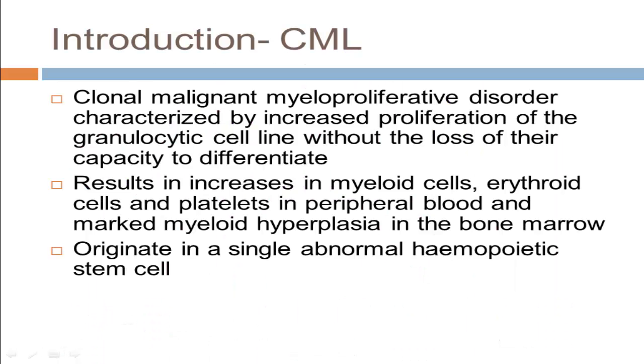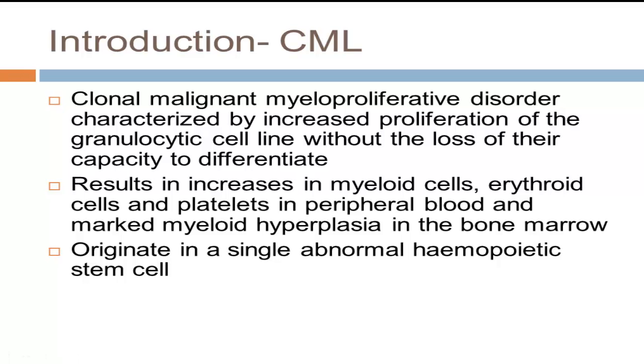Introduction to chronic myeloid leukemia. It's a clonal malignant myeloproliferative disorder characterized by increased proliferation of the granulocytic cell line without the loss of their capacity to differentiate. Results in an increase in myeloid cell, erythroid cell, and platelets in peripheral blood and marked myeloid hyperplasia in the bone marrow. It originates in a single abnormal hematopoietic stem cell.